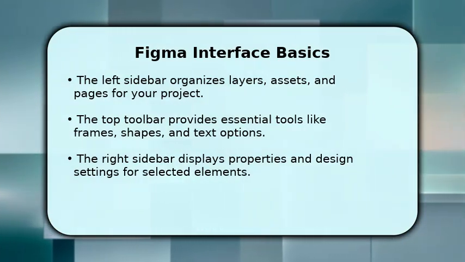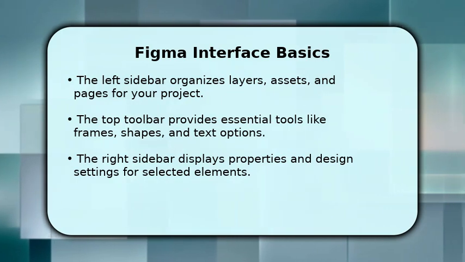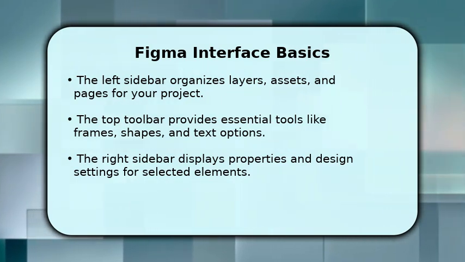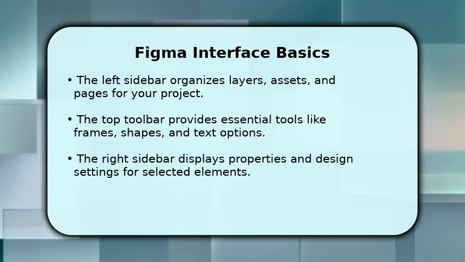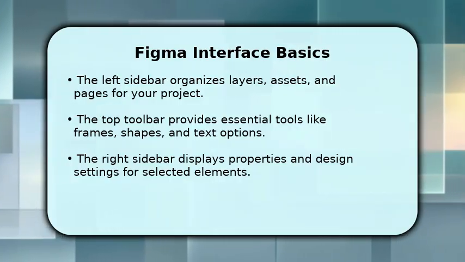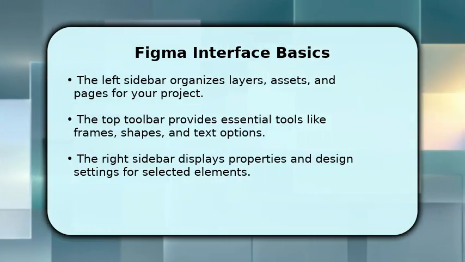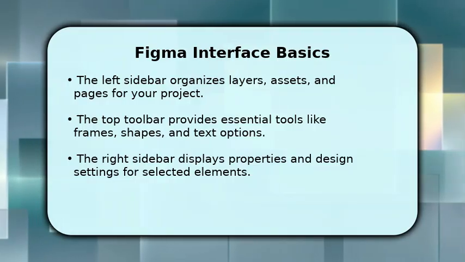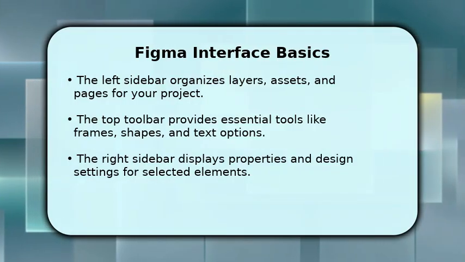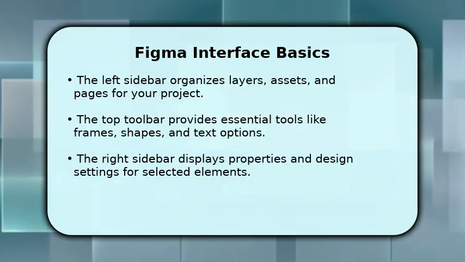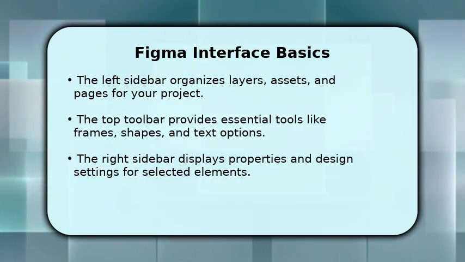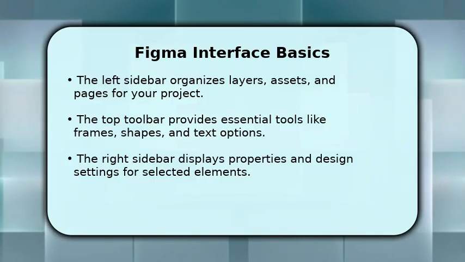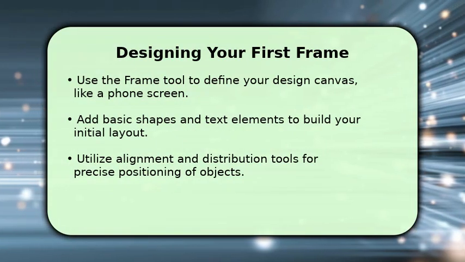On the left, you'll find the sidebar, which helps you manage your layers, assets, and different pages within your file. The top toolbar is where you'll access core tools such as frames, various shapes, and text options. Over on the right, the sidebar dynamically shows the properties and design settings for whatever element you currently have selected on your canvas. Now, let's create your first design.